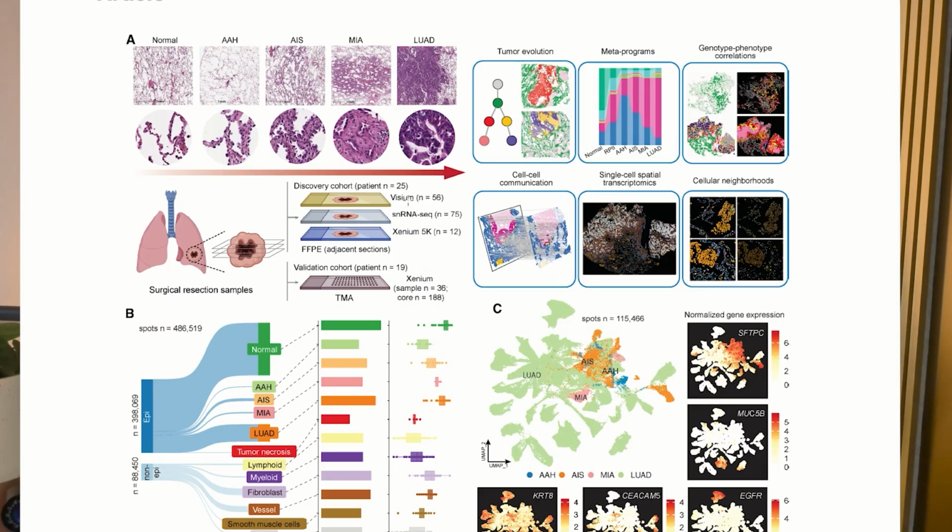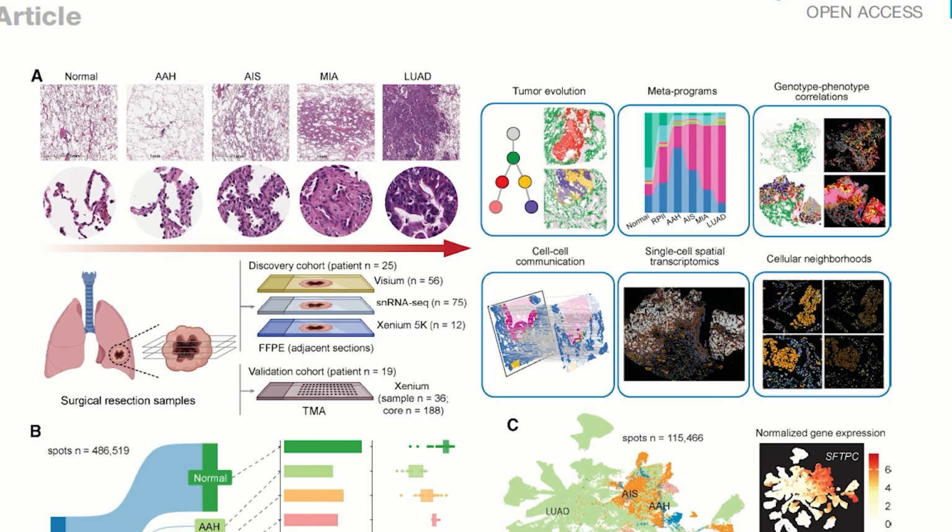So we're talking Visium spatial transcriptomics to build whole tissue spatial maps, single nucleus RNA-seq from matched blocks to define cell states, Xenium single cell spatial transcriptomics to validate these states at cellular resolution, and even whole exome sequencing to infer copy number changes and reconstruct clonal evolution. Altogether, this pipeline generates one of the most comprehensive spatial atlases of early lung adenocarcinoma produced to date.